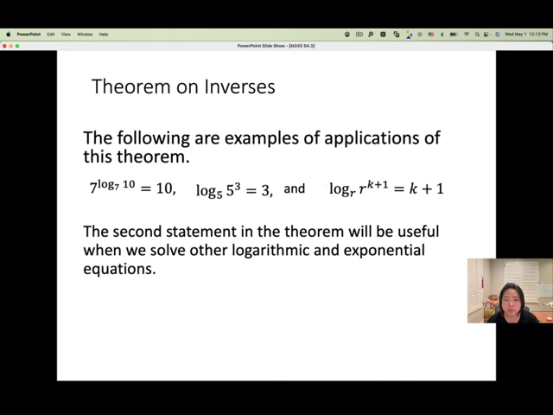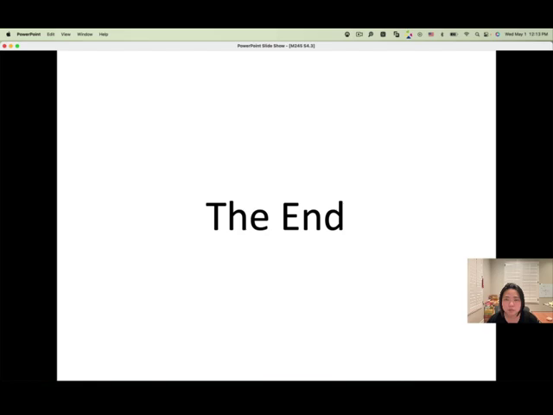The second statement in the inverse property will be useful when we solve other log and exponential equations. That's it.